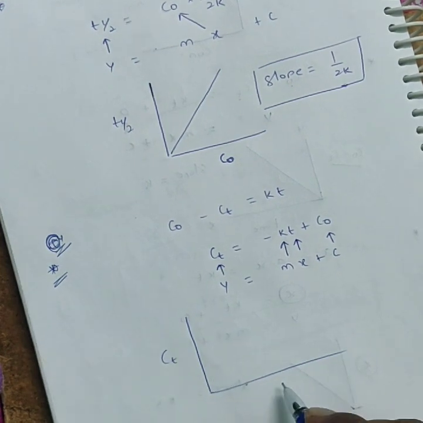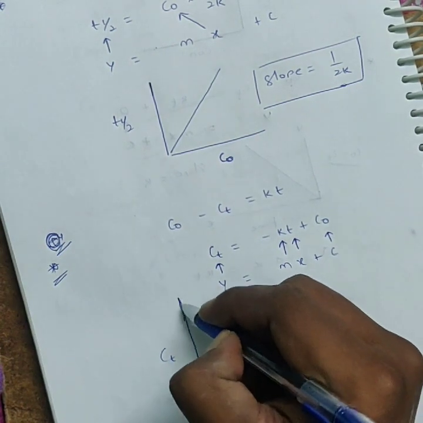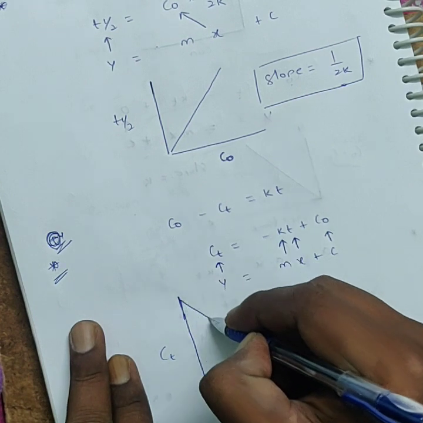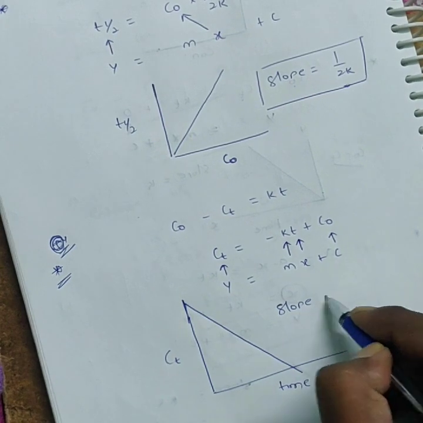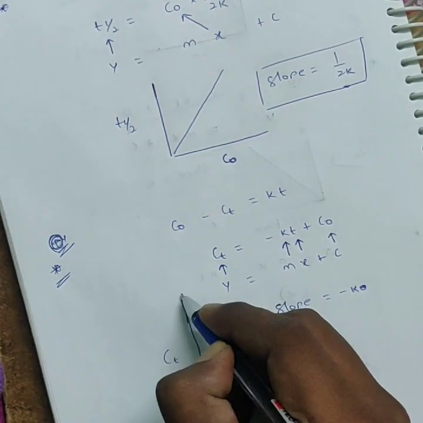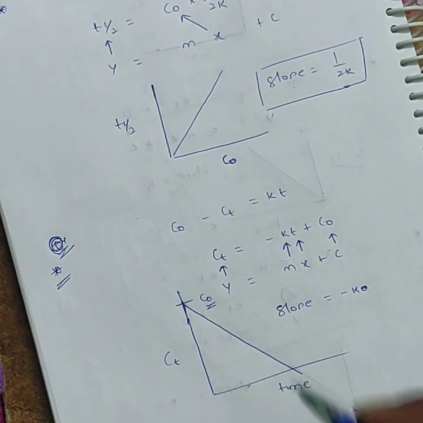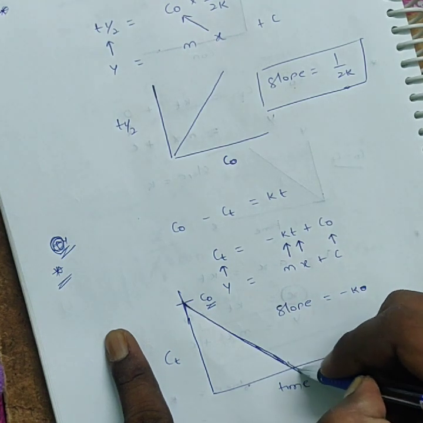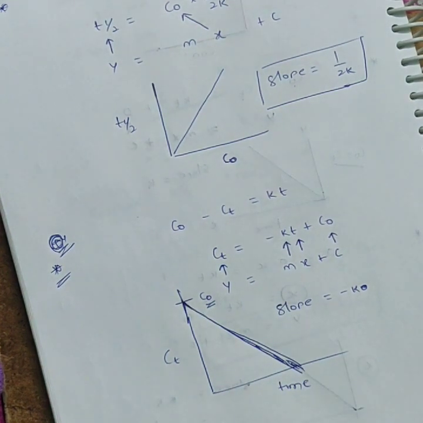So Ct versus time. The final concentration is decreasing continuously, so the decrease is linear. That's why we will get a straight line with negative slope. Here slope will be minus k. Intercept will be C naught. The linear decrease, a straight line like this, indicates that the decrease in concentration is uniform.